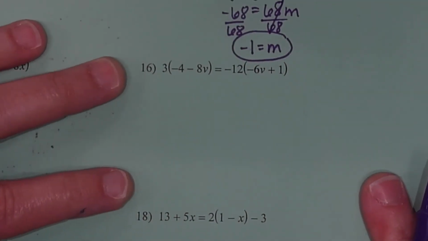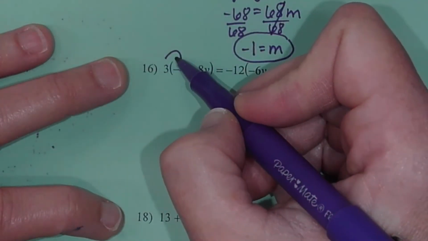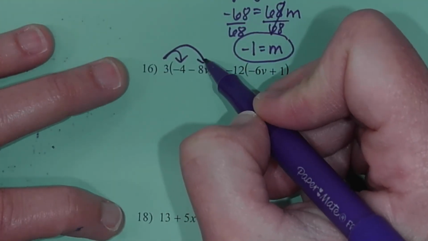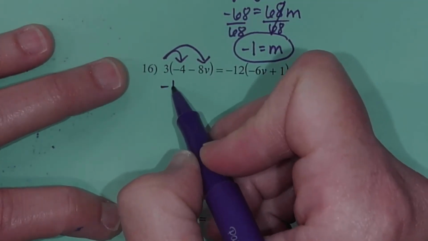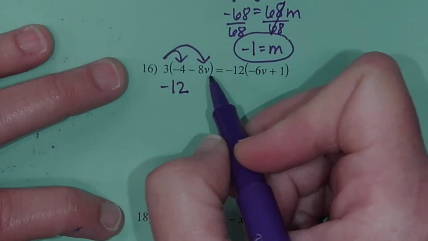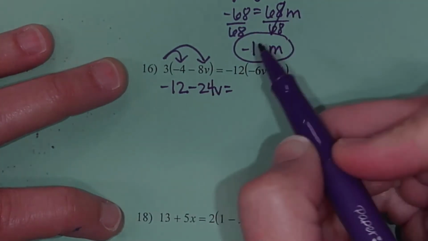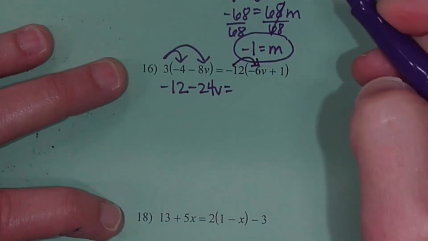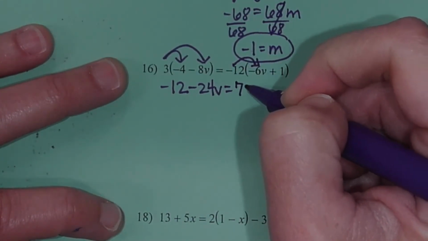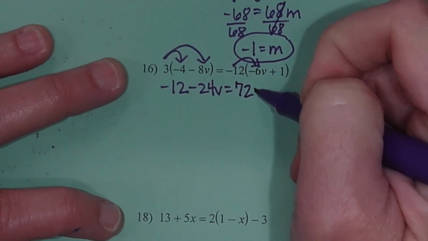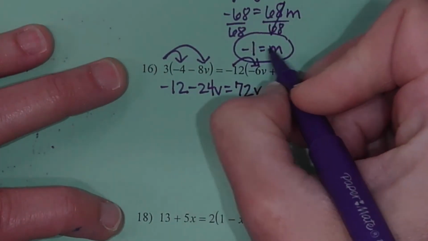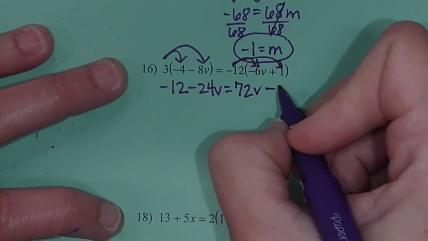All right, should we distribute first? Let's do it. 3 times negative 4 and 3 times negative 8v. So 3 times negative 4 is negative 12. 3 times negative 8v is negative 24v. And that equals, let's see, 12 times negative 6 is going to be 72, a positive 72. And we got to put that v on there. Negative 12 times 1 is going to be minus 12.